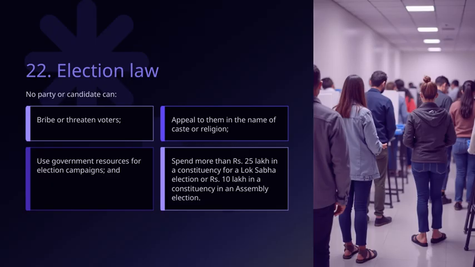Additionally, there are spending limits to keep campaigns fair. For a Lok Sabha election, a candidate cannot spend more than 25 lakh rupees in a single constituency. For assembly elections, the cap is 10 lakh rupees. These rules help level the playing field so that no one has an overwhelming financial advantage. Overall, these laws are about maintaining transparency, fairness, and integrity in our elections, key pillars of a healthy democracy.